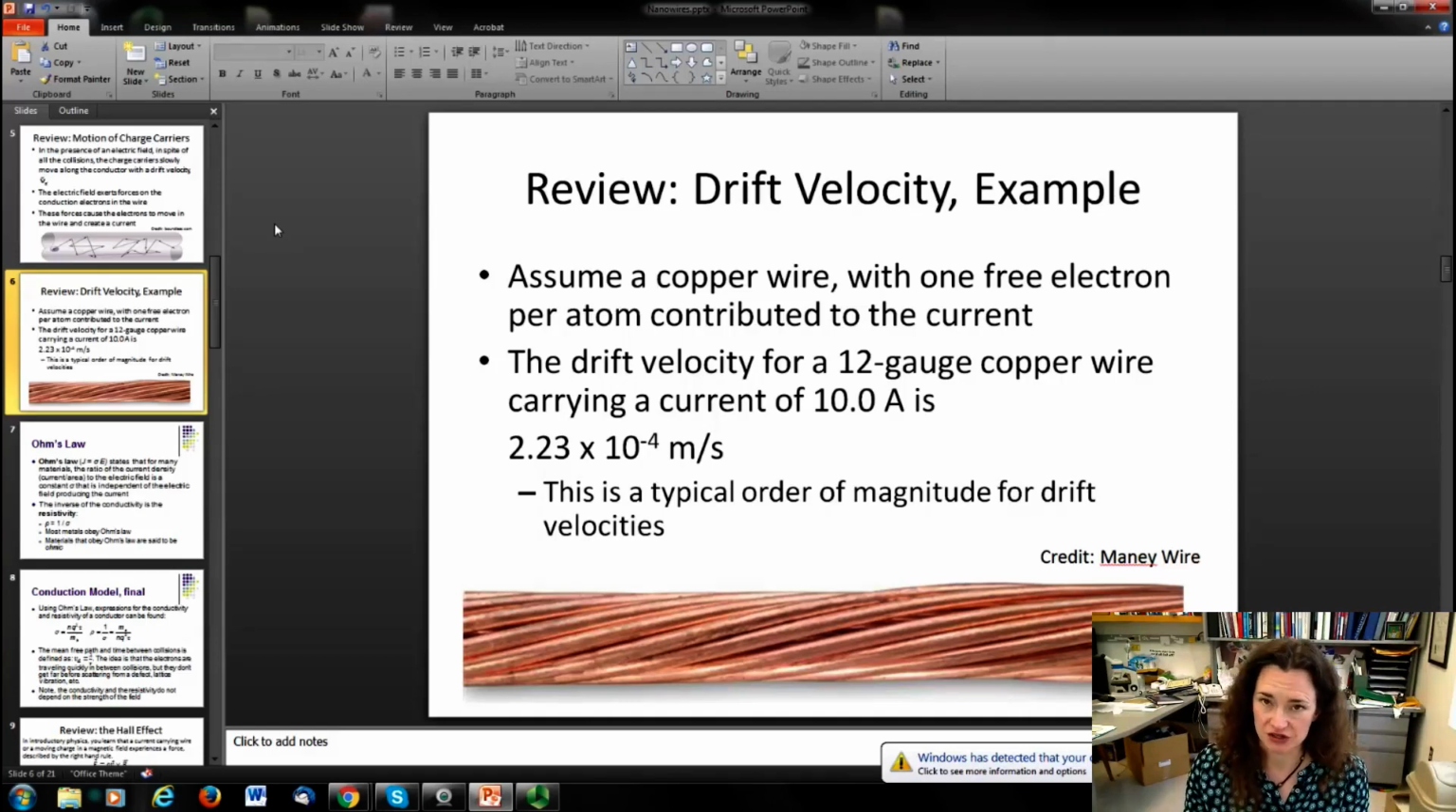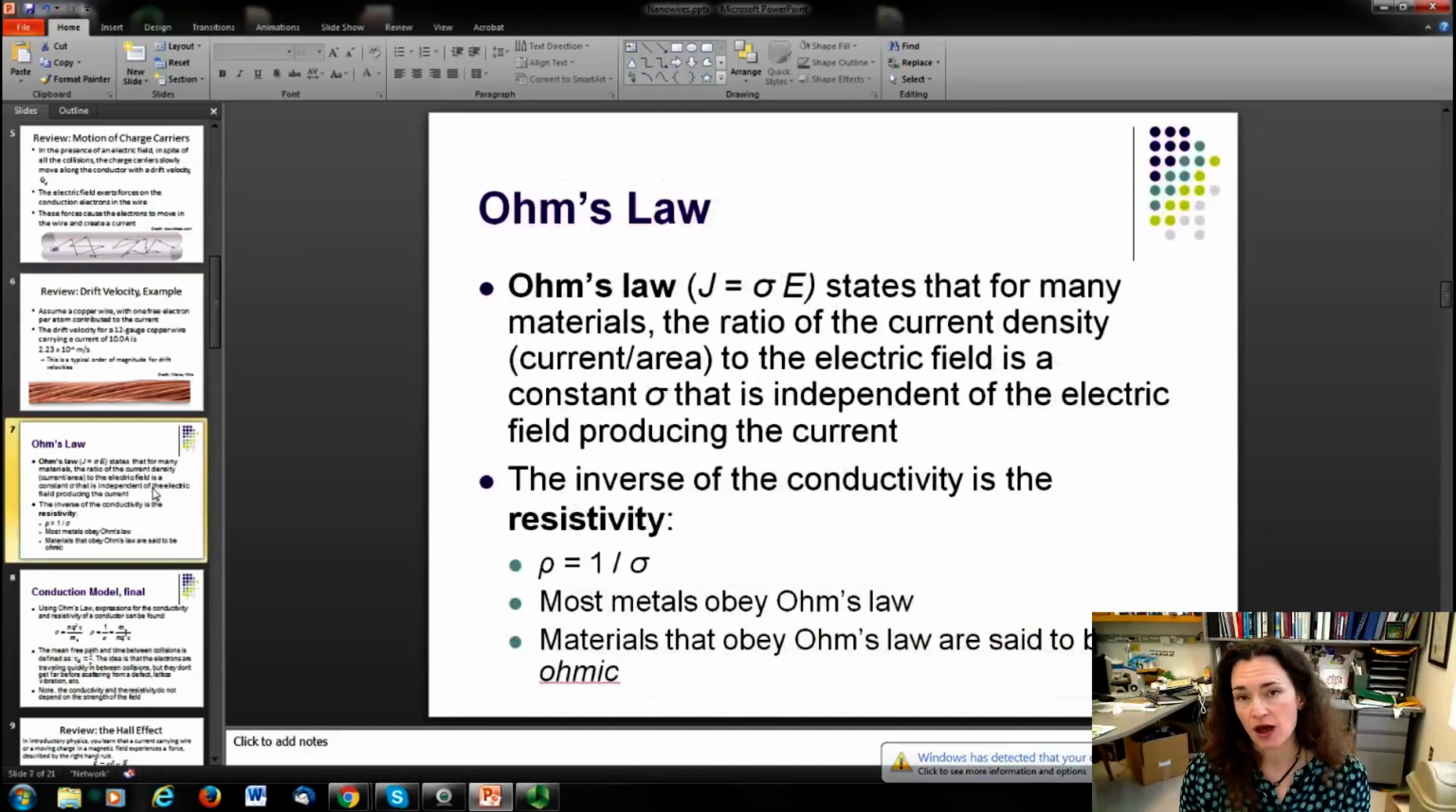So these drift velocities are really slow, but like I said, the field is established throughout the material at the speed of light, and so you get current flowing throughout the wire basically all at once when you turn your switch on. Now, to review, there's a couple of forms that you're used to seeing of Ohm's law.